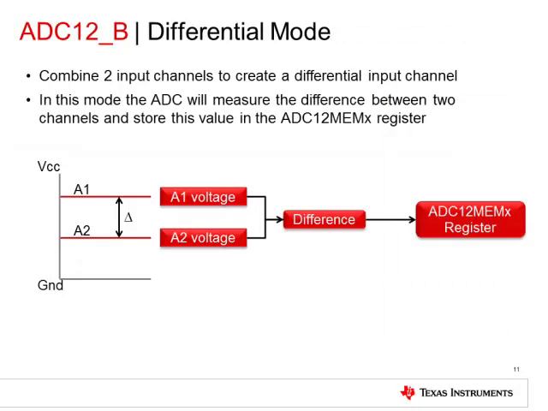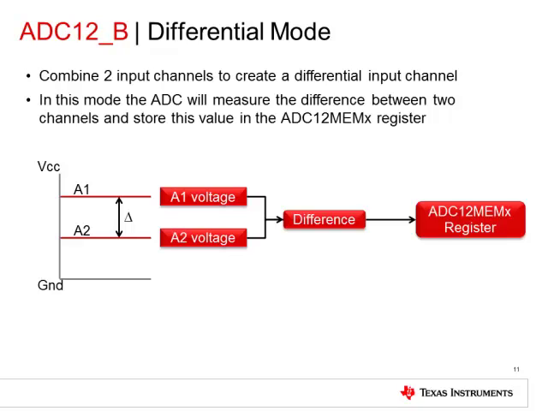The next feature we will talk about is differential mode. Differential input signals are useful since they offer better noise cancellation. Using a differential input also doubles the ADC's dynamic range. One of the key features of the ADC12B is the ability to combine two ADC input channels to create a differential input channel. This is done by setting the ADC12DIF bit in the ADC12 control register.